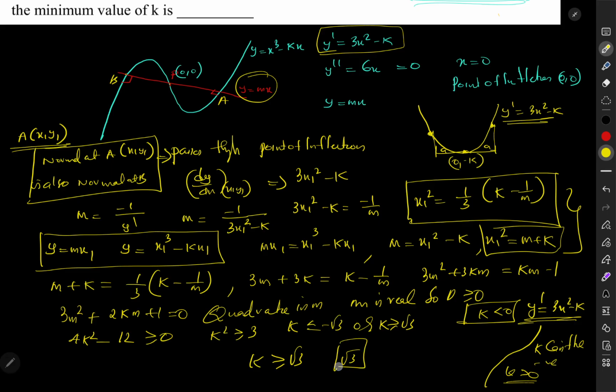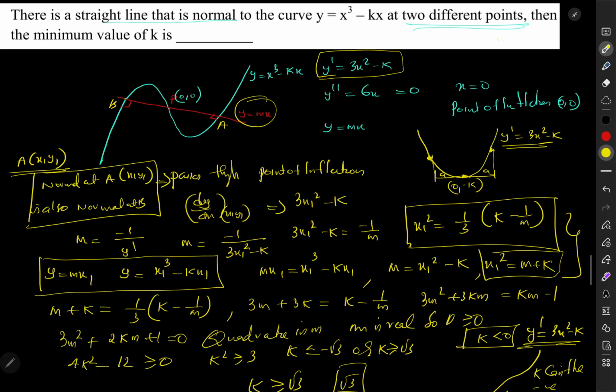Okay. So this idea you should understand. A line which is normal at 2 points means that the normal will pass through the point of inflection. Similarly, for tangents also it is true. If from a point you can draw exactly 2 tangents to a curve, then the tangent is also passing through the point of inflection. Okay.